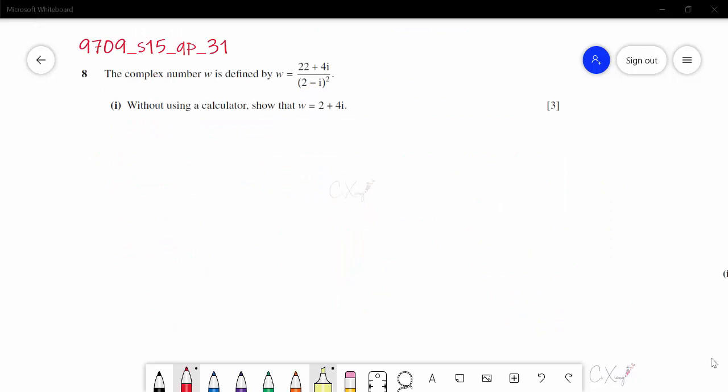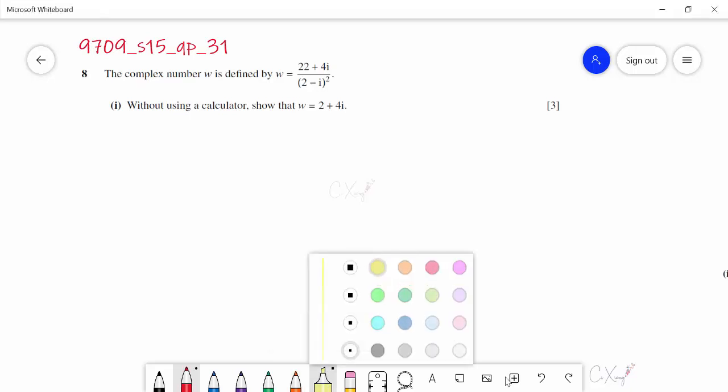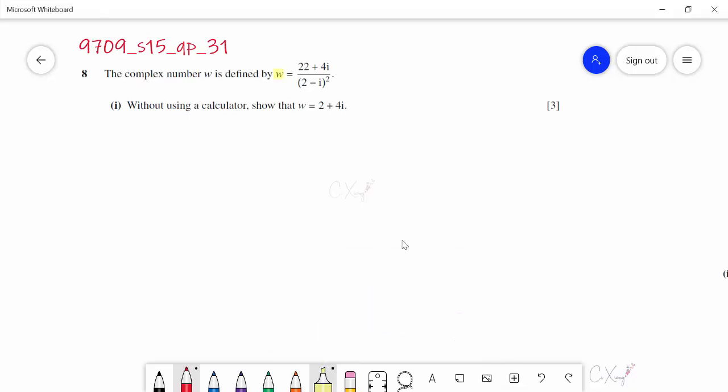Okay, so now we discuss the past year question for complex numbers taken from the summer 2015 or May, June 2015 session, paper 3.1. Question number 8, part number 1. They give us a complex number W, and you can see that it is a fraction with complex numbers on top and bottom. Without using a calculator, they want you to show that W equals 2 plus 4i.